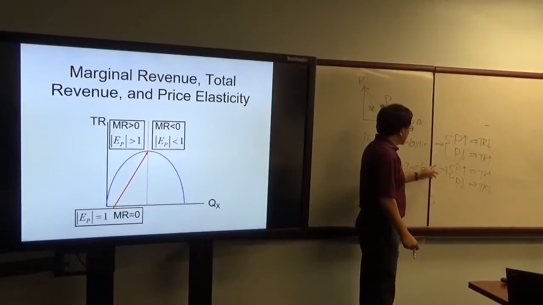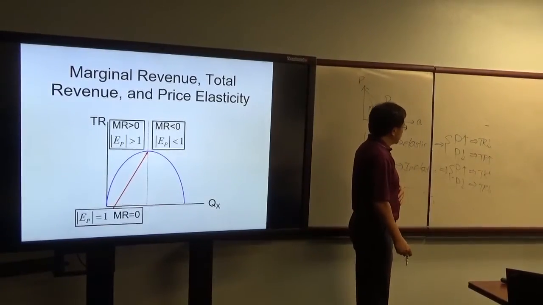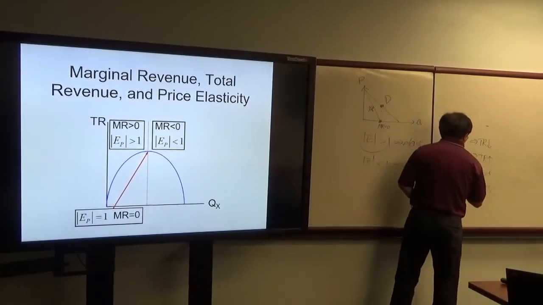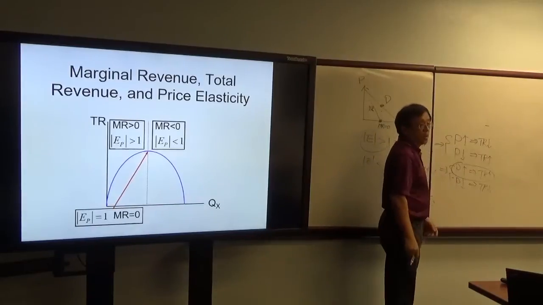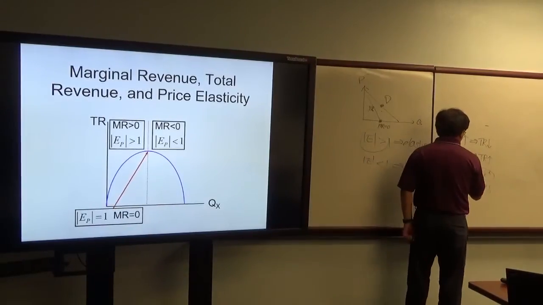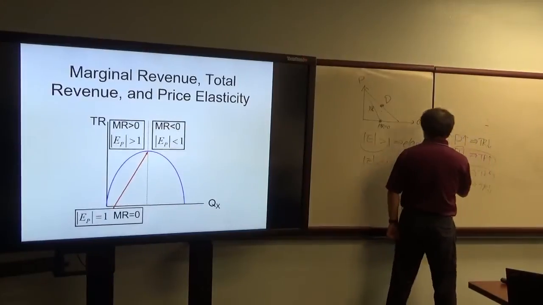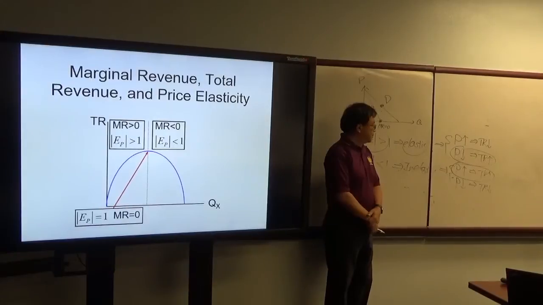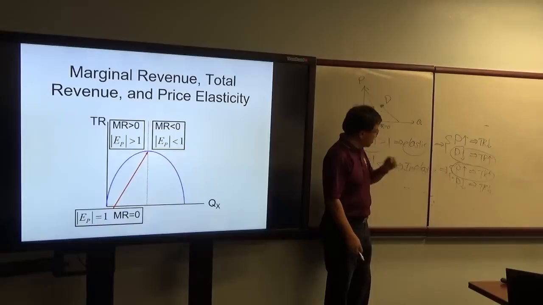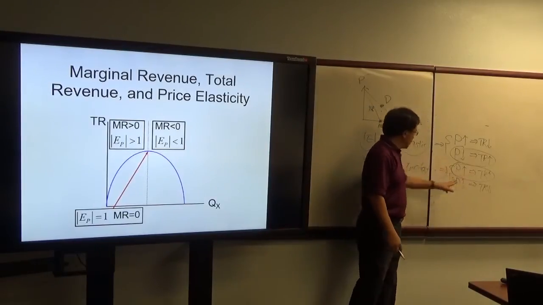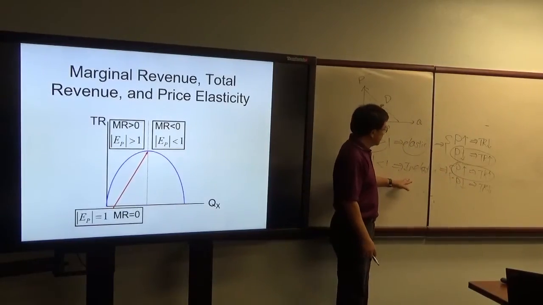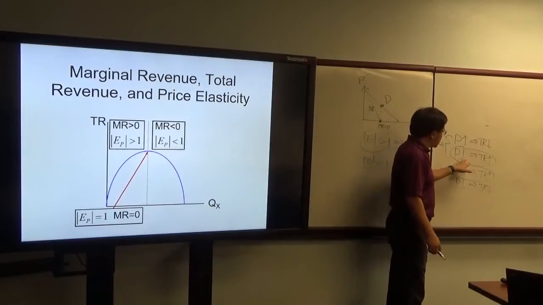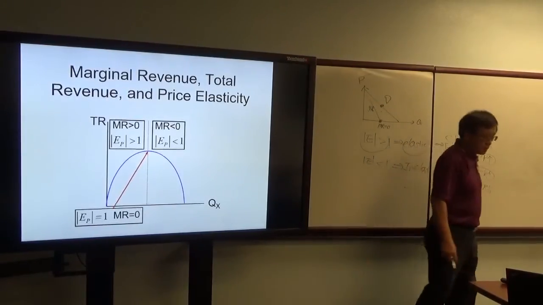So the company will increase the price to increase total revenue only if the demand is what? Inelastic, right? Or the company will decrease the price to increase total revenue only if the demand is what? Elastic. So the company will increase the price to increase total revenue if the demand is inelastic. Or the company will decrease the price to increase total revenue if the demand is elastic.